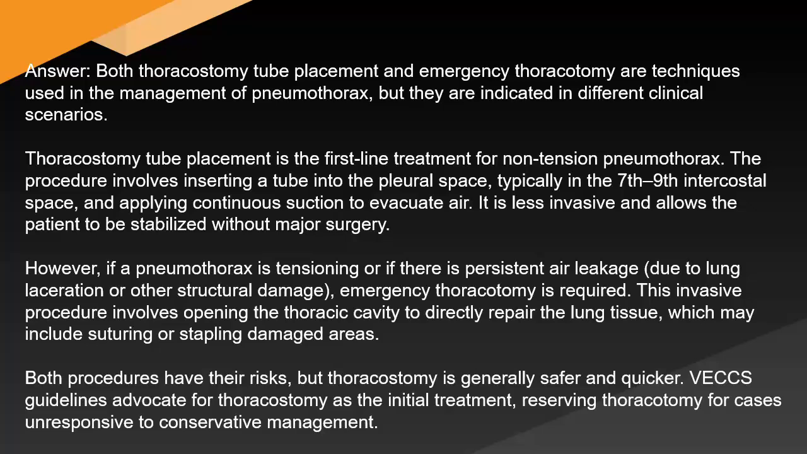However, if a pneumothorax is tensioning or if there is persistent air leakage due to lung laceration or other structural damage, emergency thoracotomy is required. This invasive procedure involves opening the thoracic cavity to directly repair the lung tissue, which may include suturing or stapling damaged areas. Both procedures have their risks, but thoracostomy is generally safer and quicker. CCS guidelines advocate for thoracostomy as the initial treatment, reserving thoracotomy for cases unresponsive to conservative management.